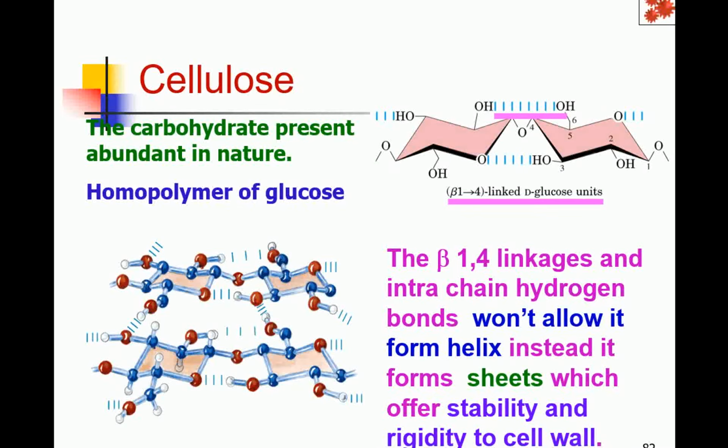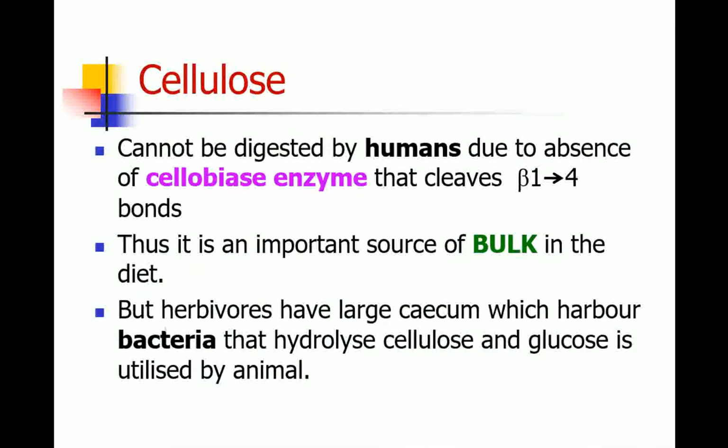So the beta 1,4-glycosidic linkages present in cellulose will not allow the cellulose to form a helical structure. Instead, it forms a sheet-like structure which offers stability and rigidity to the cell wall. That is why cellulose is mainly present in the cell wall and acts as a cementing substance and gives stability and rigidity to the cell wall.